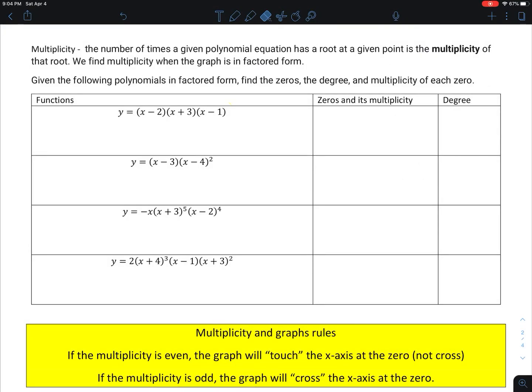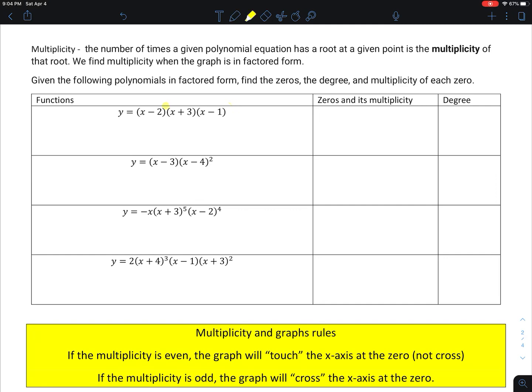Okay, boys and girls, in this video, we're going to learn multiplicity, and we're going to use multiplicity to graph a polynomial. So what is multiplicity? Multiplicity is the number of times a given polynomial equation has a root at a given point. Okay, so I'm just going to give you some examples with this. We've talked about it a little bit, but I just want to define it a little bit more.